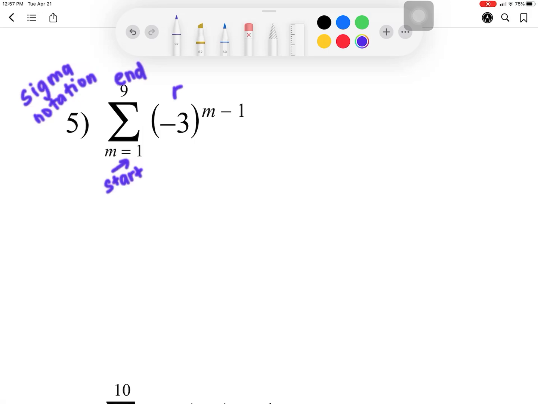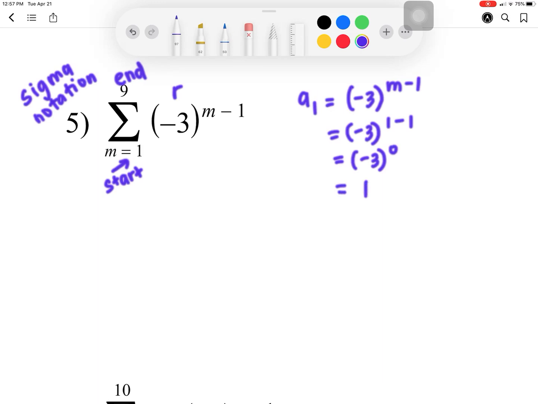Okay. How do you find A sub 1? You plug in 1. So it's M minus 1. You're going to plug in -3 to the power of 1 minus 1. That'll give you 0. Anything to the 0 will give you 1. Okay?